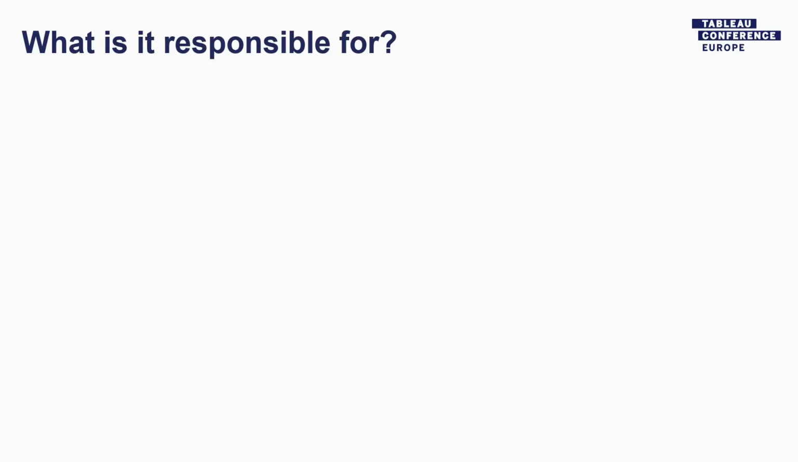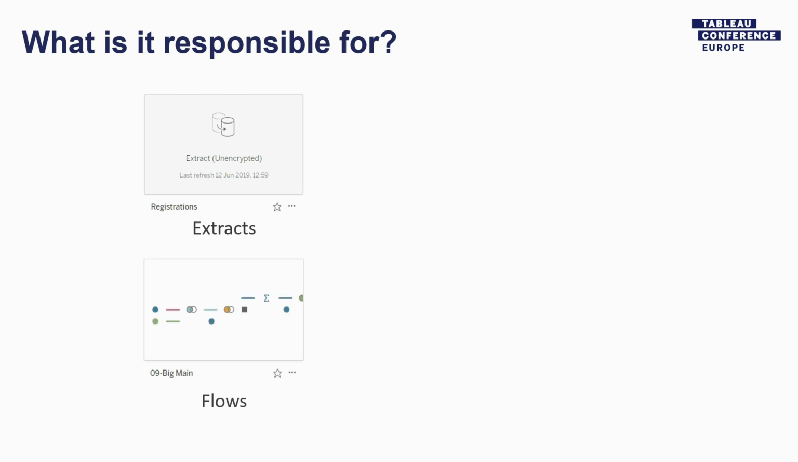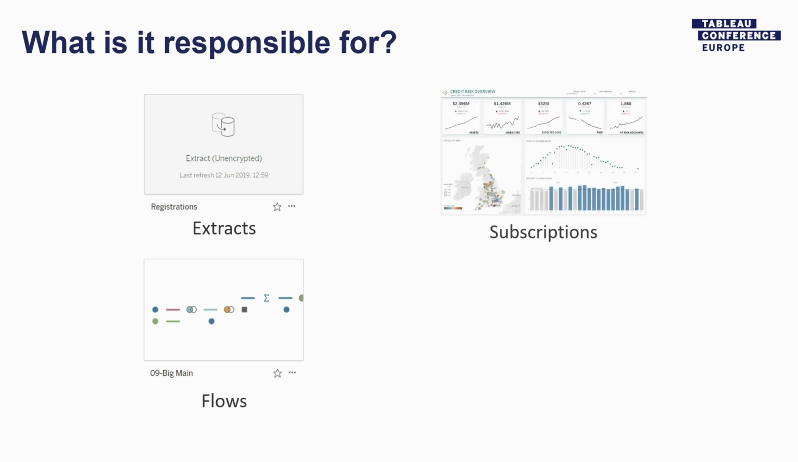Now, the backgrounder is responsible for multiple things. Things like extracts, so creating those extracts. It's actually responsible for prep flows. So for those of you starting to play around with Tableau Prep, it's the backgrounder that's going to run those Tableau Prep flows. Anything like subscriptions, so all those user subscriptions where they've subscribed to their most wanted content, their top views. Backgrounder is going to handle the process of triggering those subscriptions to be sent out.